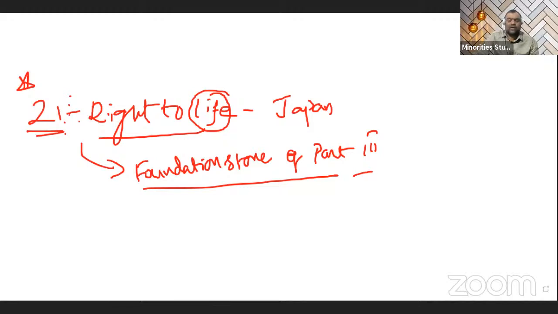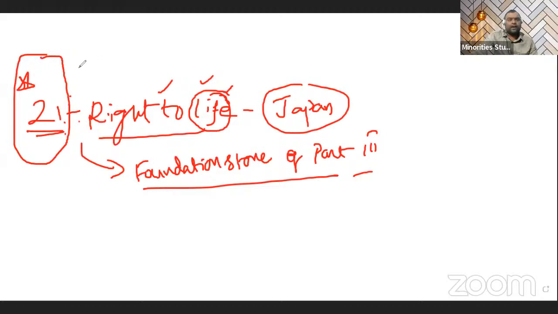It is meaningless to have fundamental rights, because fundamental rights are meant for a person who should be alive, not for a dead body, right? So we're talking about right to life, borrowed from Japan. One person should have a life. Right to life and personal liberty. Very, very important.